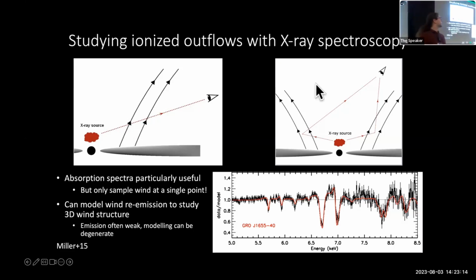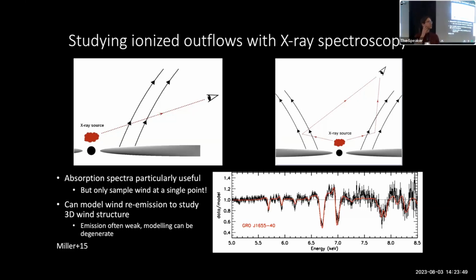Conversely, the material out of our line of sight will re-emit some of the source radiation into our line of sight, creating an emission line spectrum. This then encodes this full 3D structure, but because it does so, it is also much harder to interpret, because we have to model this full 3D structure. Additionally, specifically in X-ray binaries, these emission lines are very weak. This indicates something about the geometry of these outflows, and they can also be confused by other emission line mechanisms, such as reflection, that is known to occur in these sources.